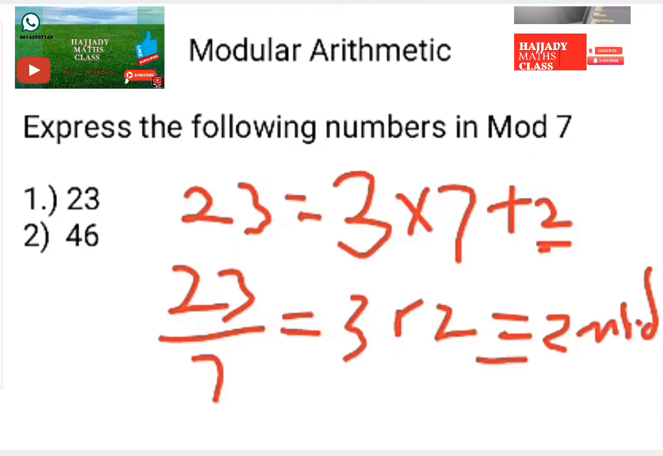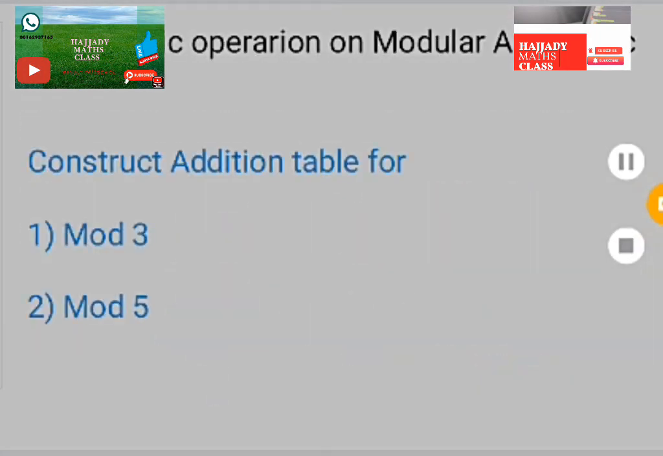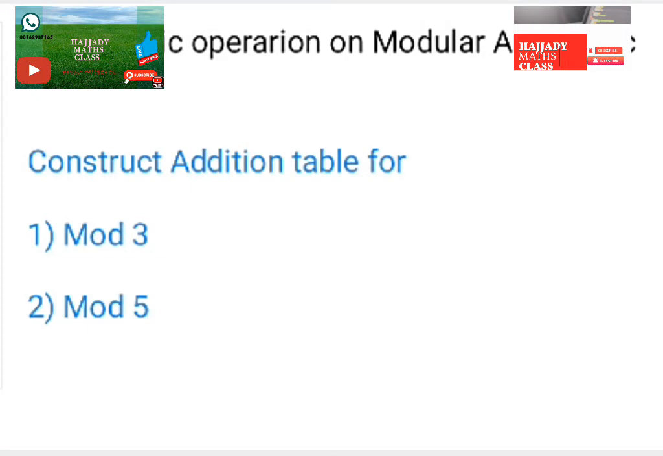So let's move to another aspect of it. Now we are moving to the basic operations of modular arithmetic, and when we talk about the basic operations, we have addition, subtraction, multiplication, and in this section we are looking at the addition table for mod 3 and also for mod 5.